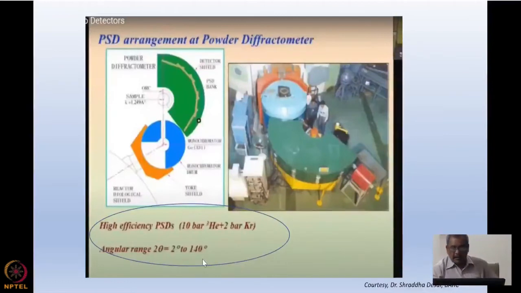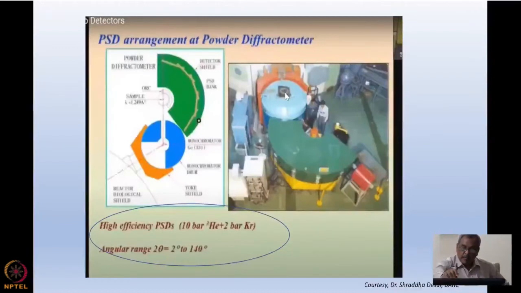And these are helium 3 based detectors. So we have 10 atmospheric pressure of helium 3 and 2 bars of krypton. Krypton is used as a quenching gas that I will not get into right now. But basically, helium 3 detects the neutrons inside the large shielding material.